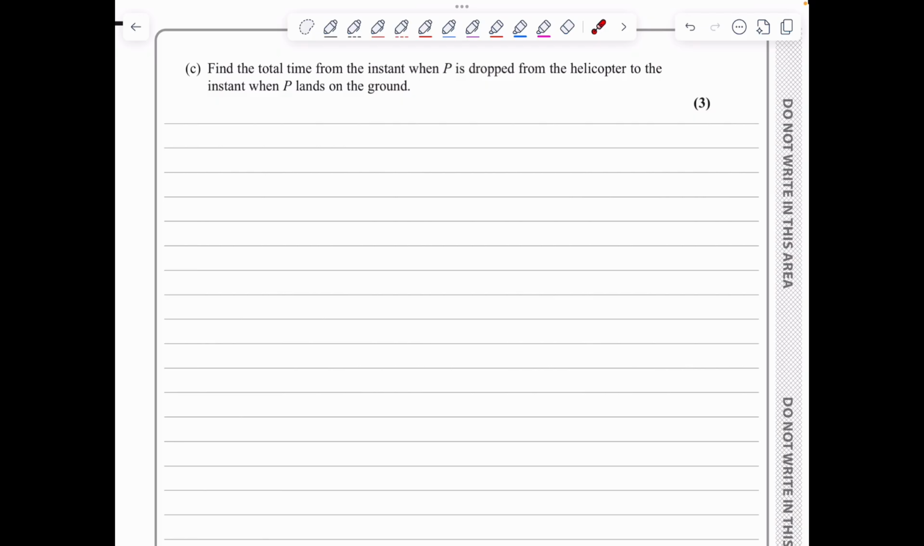In part C, we need to find the total time from the instant when P is dropped from the helicopter to the instant when P lands on the ground. So I'll be using v is u plus at to find the time from the moment the parachute opens up to the moment that P lands on the ground. So we had the final velocity to be 4, which is equal to the initial velocity of 49 plus the acceleration of negative 3 times t. So 4 is 49 minus 3t, taking us to 3t being 45, and therefore t is 15.